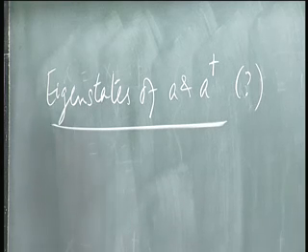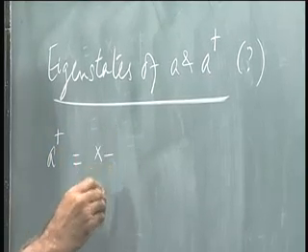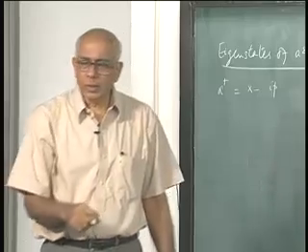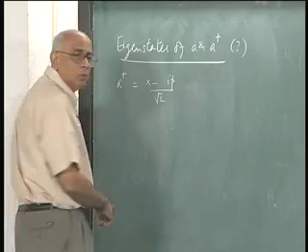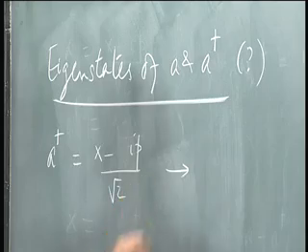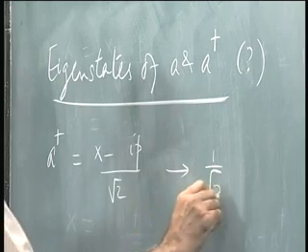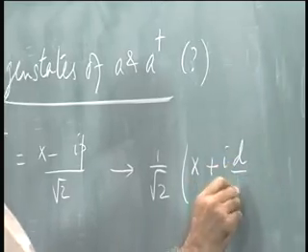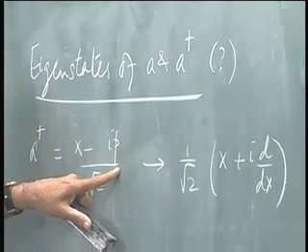Now what is A dagger? A dagger is equal to x minus ip. Let us use the units in which m, omega and h cross are set equal to 1. You can put them back later on. A dagger is x minus ip over root 2, and in the position basis this is the same as 1 over root 2 times x plus i d over dx, because P is represented by minus i h cross d over dx.